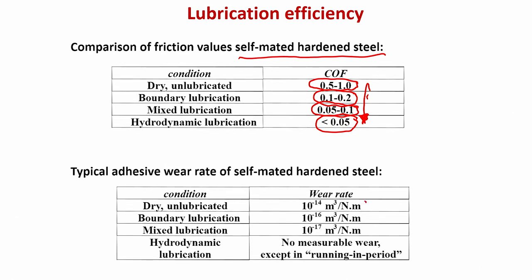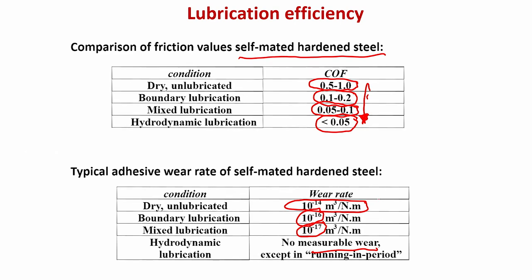What you see here, in the first case, dry unlubricated conditions, the wear rate is 10 to the power minus 14 meter cube per Newton meter. If it goes to boundary lubrication, it is two orders of magnitude lower, 10 to the power minus 16. If it goes to mixed lubrication, it goes to 10 to the power minus 17, and in hydrodynamic lubrication, it says no measurable wear. What it means is that the wear rate is so small, you cannot measure it in any reliable manner by any experimental technique. So, essentially the surface remains more or less flat, there is no wear on the surfaces.